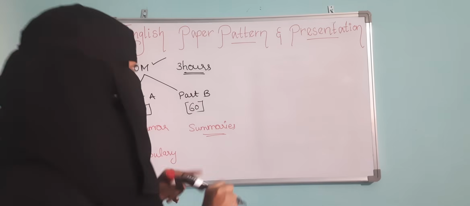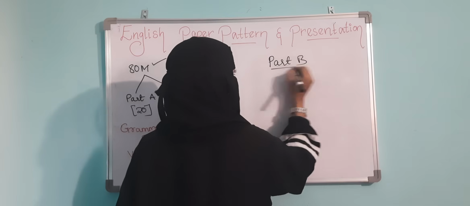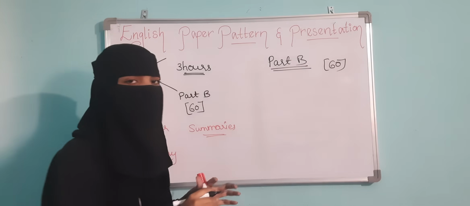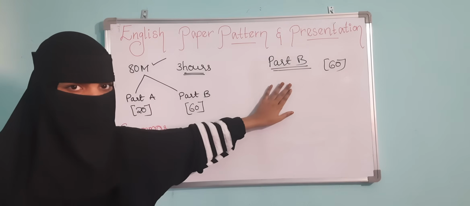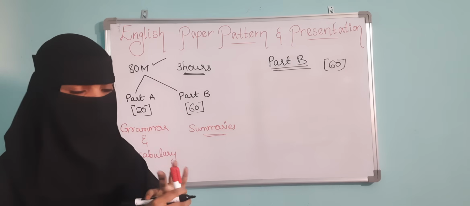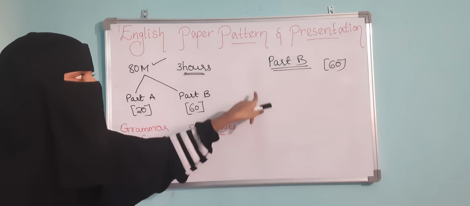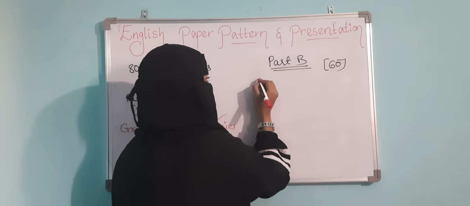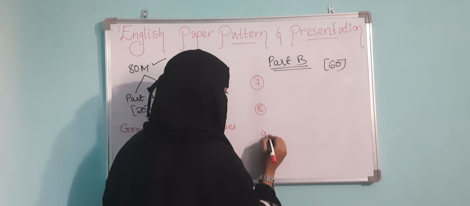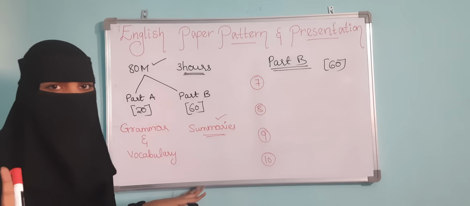Anyway, part B. Now let us discuss about part B. Part B will consist of 60 marks, and this is one of the important sections out of your both sections. Part B will be purely based on summaries, as we have already discussed, and this question will start from question number 7. You will be having 7, 8, 9, 10. That's all. Only 4 summaries.